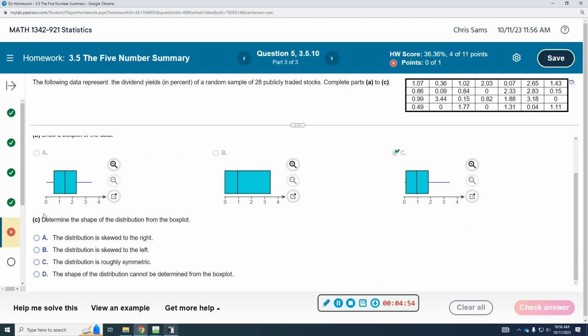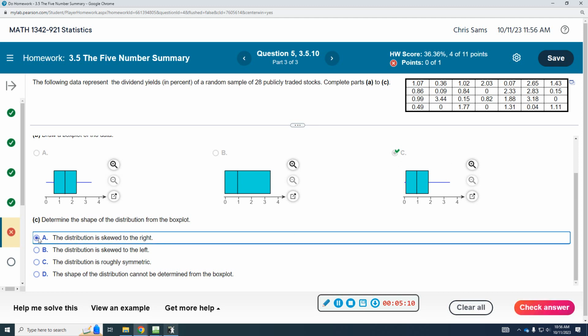And then based on the box plot, we want to determine the distribution. So according to box plot C, because there's a long tail on the right-hand side, that would indicate the presence of this graph being skewed to the right. So I'm going to say skewed to the right.